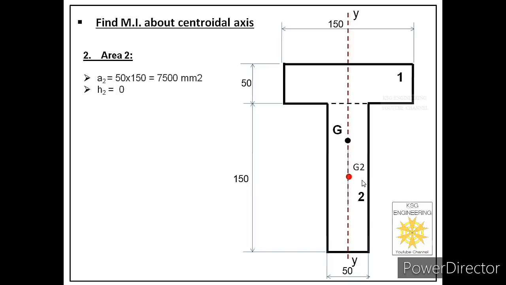Next step is find the moment of inertia of area 2 about its own centroidal axis. And for a rectangular area, that value is BD cube by 12. So we will consider that side of the rectangle as B which is parallel to the axis. So this is the axis and this side is parallel. So this side is how much? 150. So this will be B and 50 will be D. So in this formula we have to put 150 into 50 cube by 12.